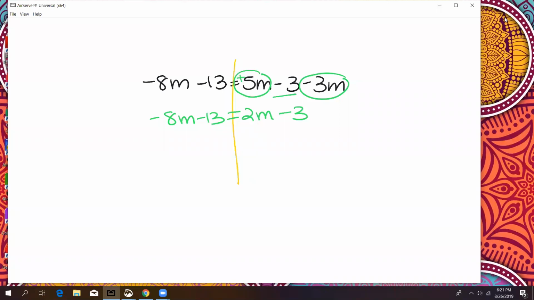All right, so we've combined like terms. Again, I want to have this problem so that m is equal to something. So I want to keep my m on the left. So I'm going to get rid of this 13. I'm going to add 13 to both sides of the equation. But I want to make sure that I am keeping like terms. I can't add the 13 to this 2m because they're not like terms. So this cancels out. I'm left with negative 8m is equal to 2m, and then minus 3 plus 13 is plus 10.